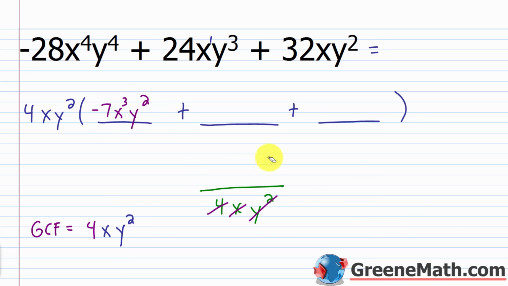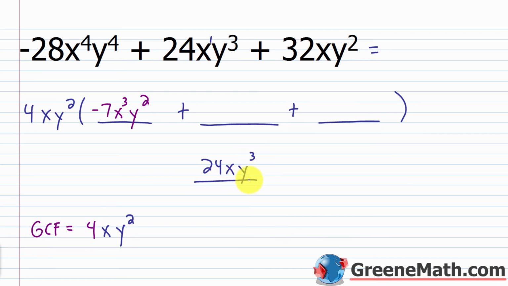All right, for the next one, we have 24xy cubed over 4xy squared. Okay, so let's look at this.